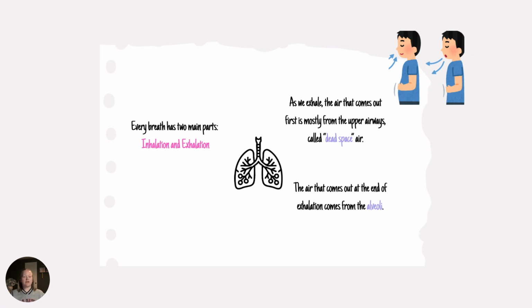As we all know, every breath has two main parts: our inhalation, or breathing in, and our exhalation, our breathing out. As we exhale, the air that comes out first is mostly from our upper airways, the mouth, the trachea, the bronchi. This air is also called dead space air. And that just means that it hasn't been down to the alveoli yet, so this air contains very little CO2 at this point. The air that comes out last, at the end of the exhalation, does come from the alveoli deep in the lungs.